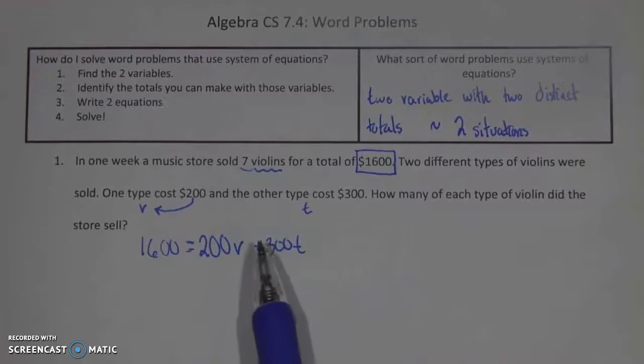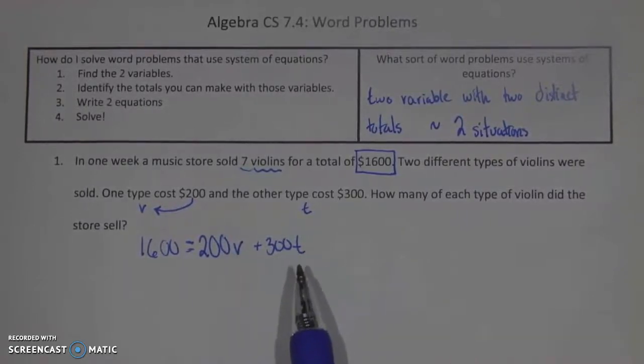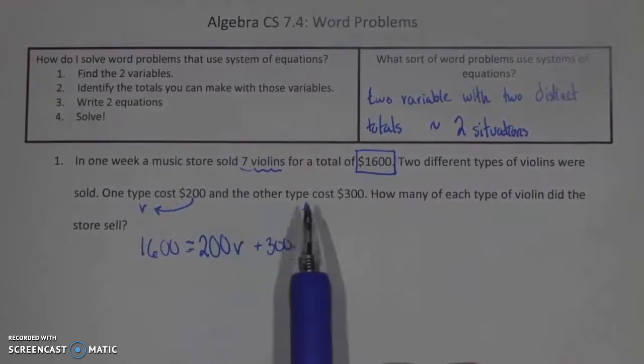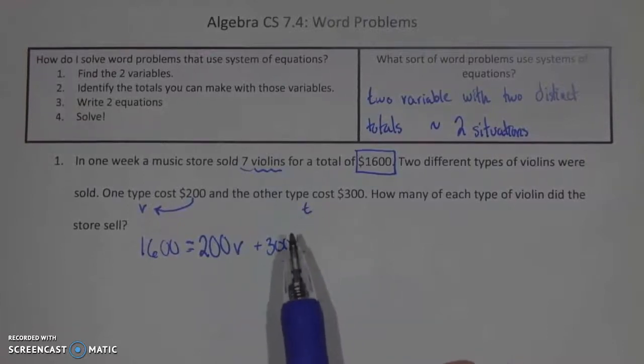The problem is I can't solve this equation because currently I have two variables, which means the best I could do is rewrite it so it's like t equals something times v plus another number. But that doesn't actually tell me how many of each were sold, so there has to be more information. So what I do is I come back and I look at it.